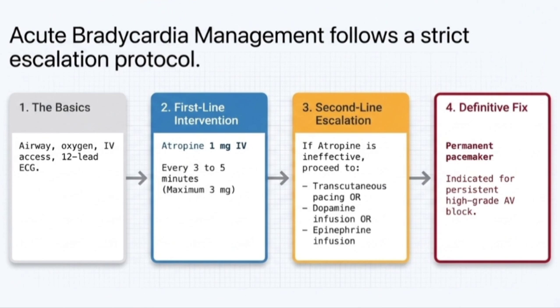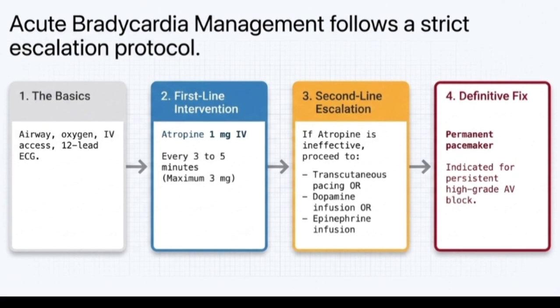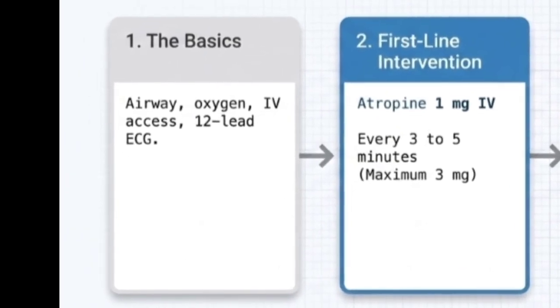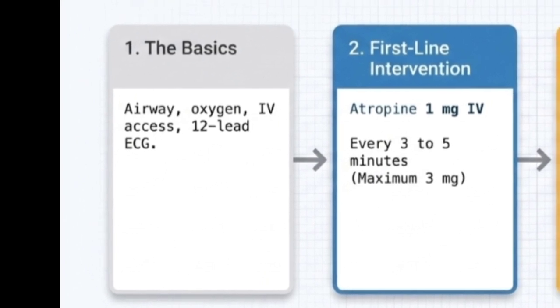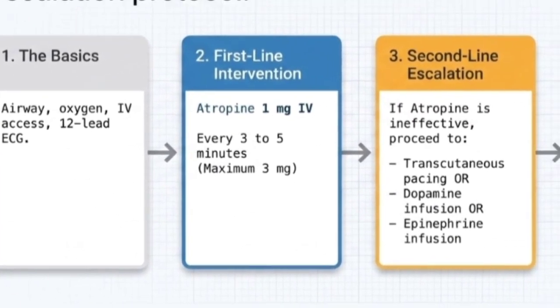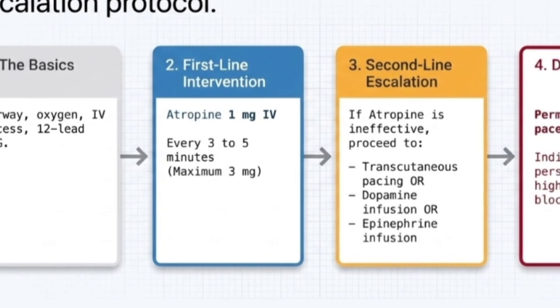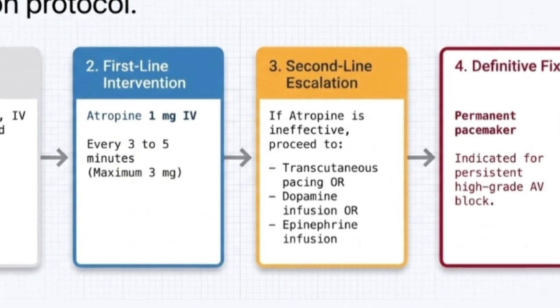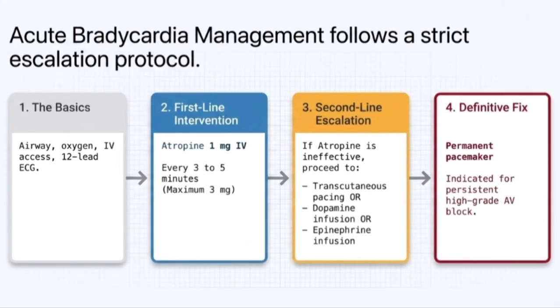Acute bradycardia management follows a strict escalation protocol. First, you follow the basics and take appropriate action according to saturation, oxygen and airway, along with IV access and monitoring. You can give atropine every 3 to 5 minutes, minimum 1 milligram and up to 3 milligram. And if it doesn't work, pacing or dopamine or epinephrine or theophylline may be used. Definitive treatment is a permanent pacemaker for high-grade blocks.